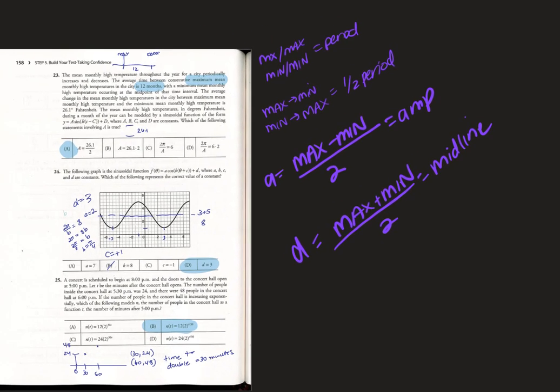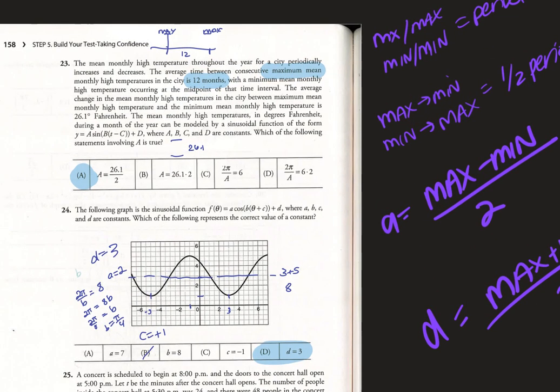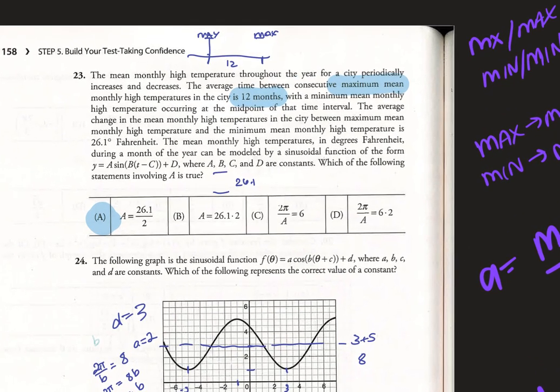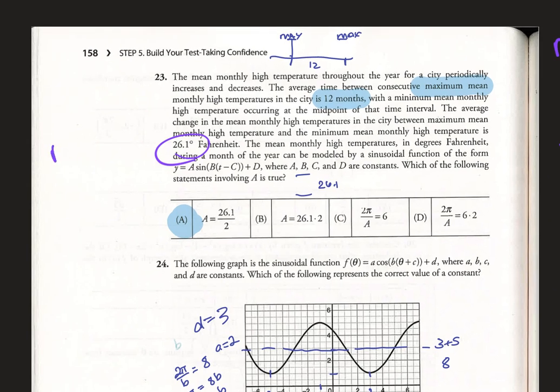So it gave you the period information, but you didn't really even need to know it until you got to the rest of it. The average change in mean monthly high temperatures in the city between maximum mean monthly high temperature and the minimum mean monthly high temperature is 26.1 Fahrenheit. So that is your max minus your min. So if I want to find A, I literally just divide it by 2.